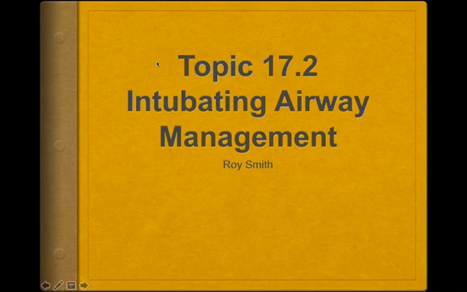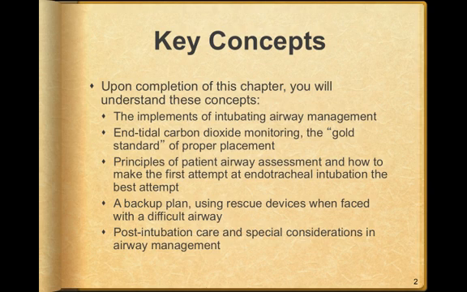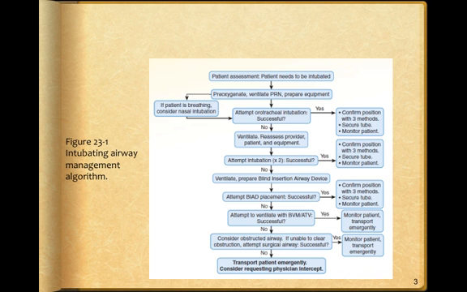This is going to be topic 17.2, Intubating Airway Management. Key concepts. Upon completion of this chapter, you will be able to understand the implementing of intubating airway management, entitled Carbon Dioxide Monitoring, the gold standard of proper placement, principles of patient airway assessment and how to make the first attempt at endotracheal intubation the best attempt, a backup plan using rescue devices when faced with a difficult airway, post-intubation care, and special considerations in airway management.